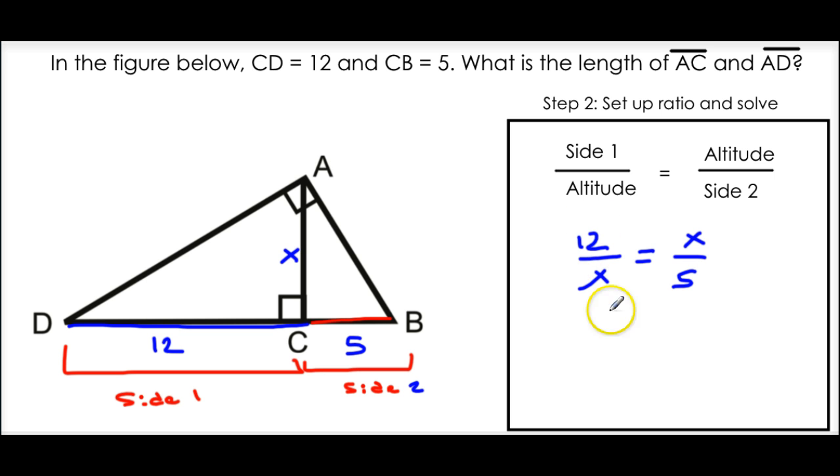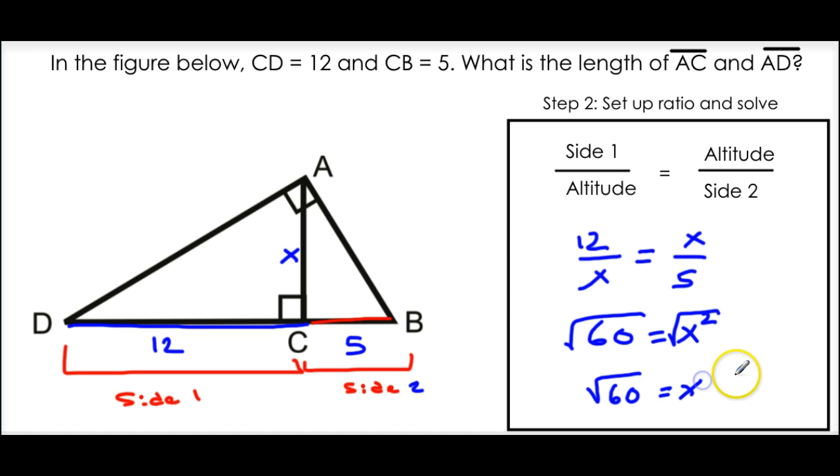Now, we just cross multiply. 12 times 5 is 60. x times x is x squared. And to solve for x, we're going to take the square root of both sides, leaving us with the square root of 60 equals x. Now this trick helps us find the altitude. So we know x is equal to the square root of 60.